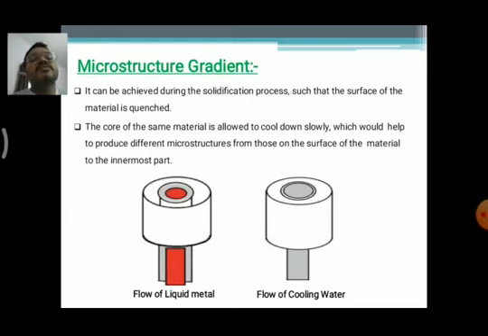And last one is the microstructure gradient. From the chemical composition and porosity gradients, the microstructure gradient is somewhat different. It is achieved in the solidification process, so that after the solidification process the surface of the material can be quenched, that is, pouring or sprinkling water on the surface so it can be cooled.